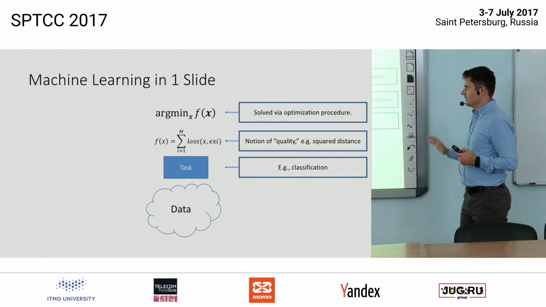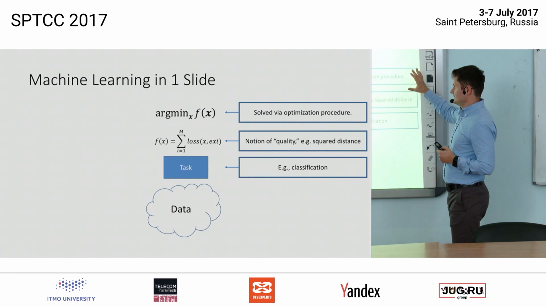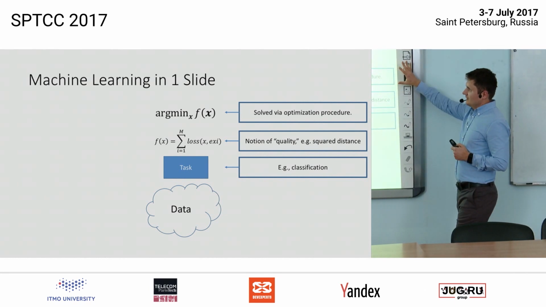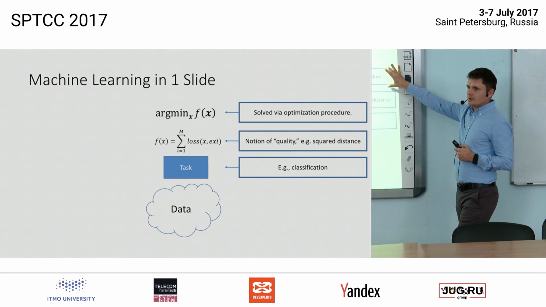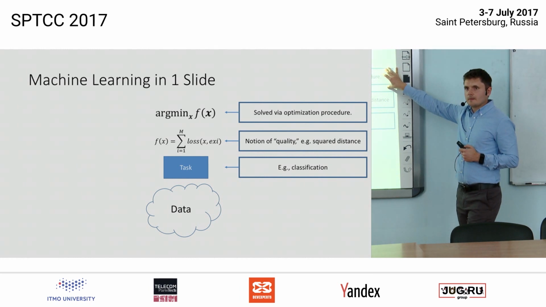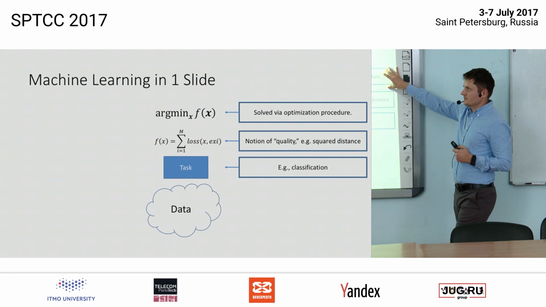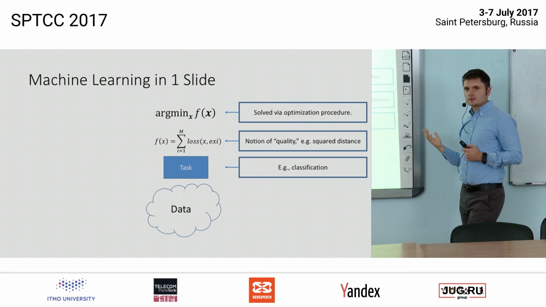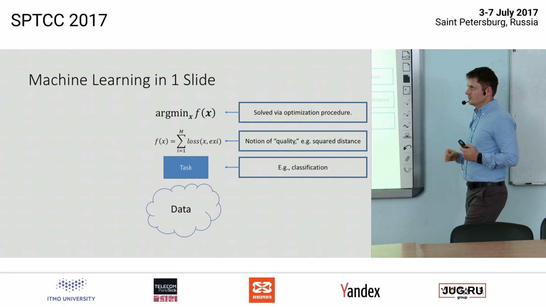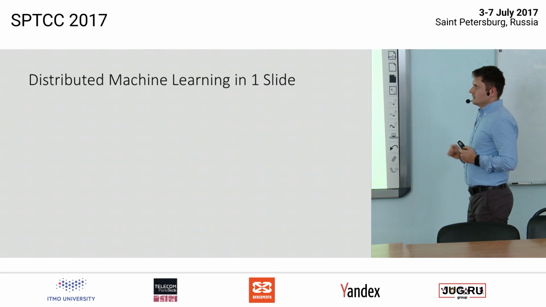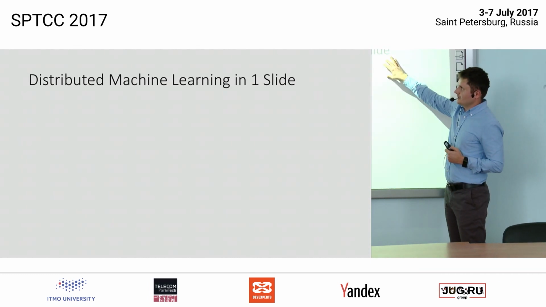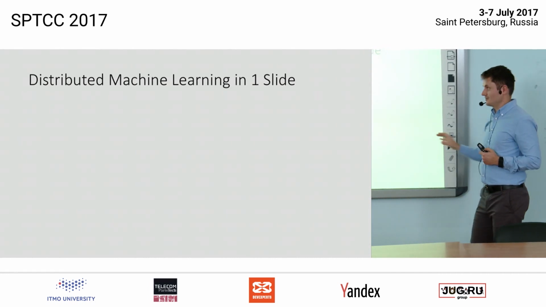So this is all the time I'll use to explain this. This is solved via an optimization procedure. You can have different optimization procedures, but there's a really powerful one which a lot of people use, called stochastic gradient descent, which we're going to talk about today. So I did machine learning in one slide. You're now all experts in machine learning. Now let's do distributed machine learning in a shorter slide.